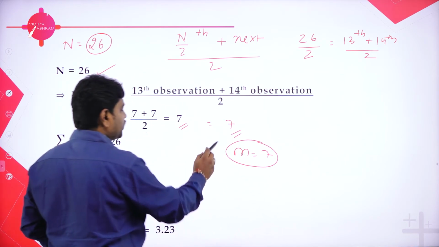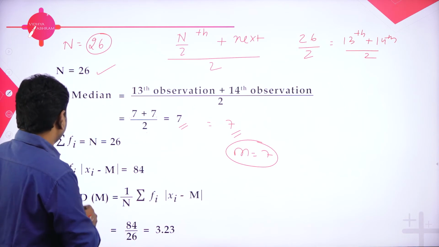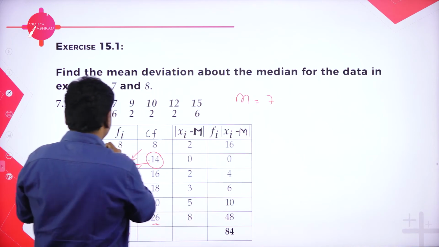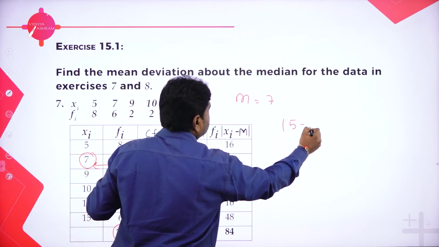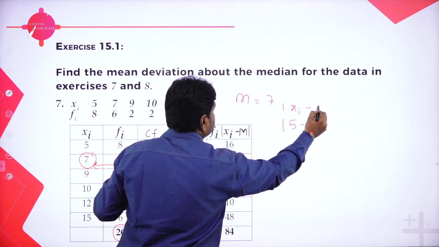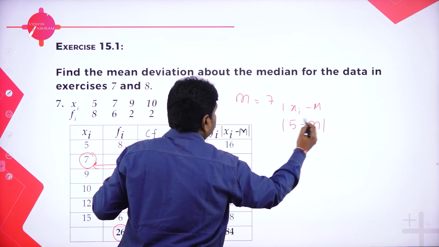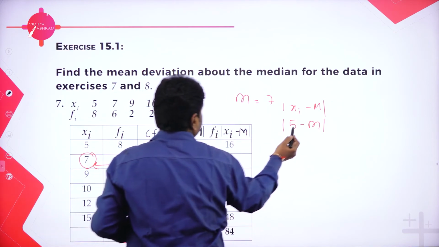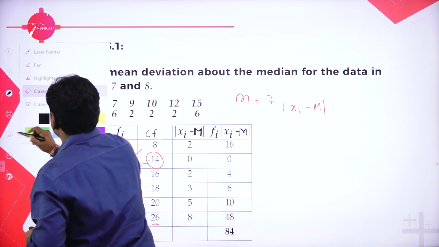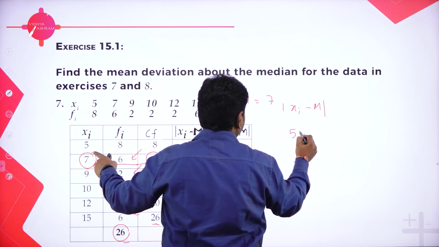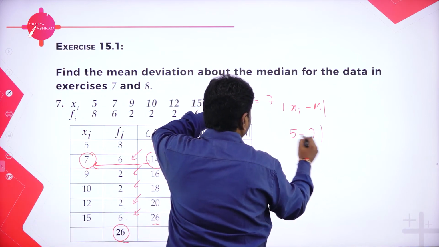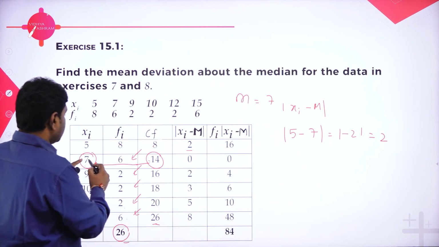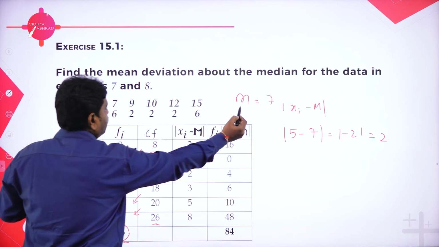So now each observation you should subtract. Going back here, xi, and now you have the median. What is the median? 7. So 5 minus 7, modulus of 5 minus 7. This is modulus of xi minus M. What is xi? Xi is the observation. The first observation is 5 minus the median, 7. It gives minus 2. Modulus of minus 2 is 2. That will enter here.